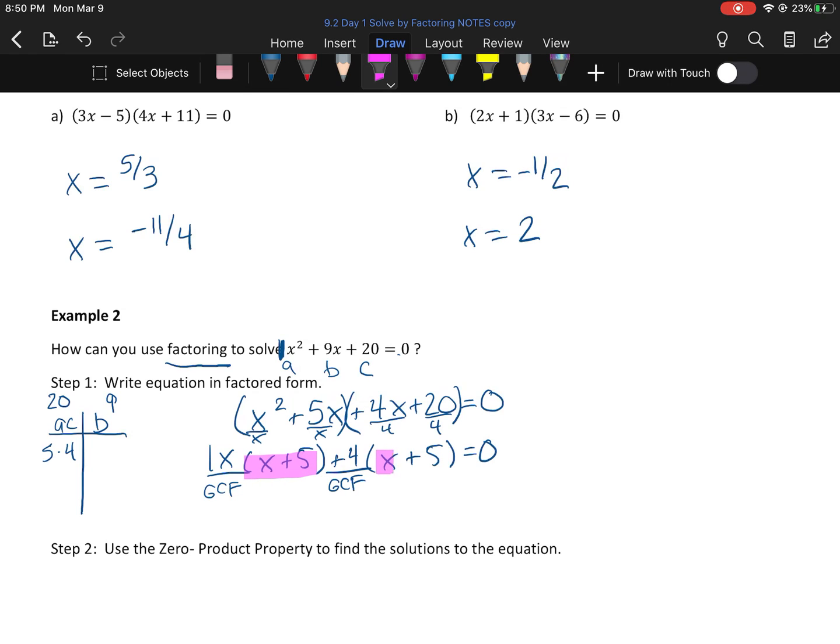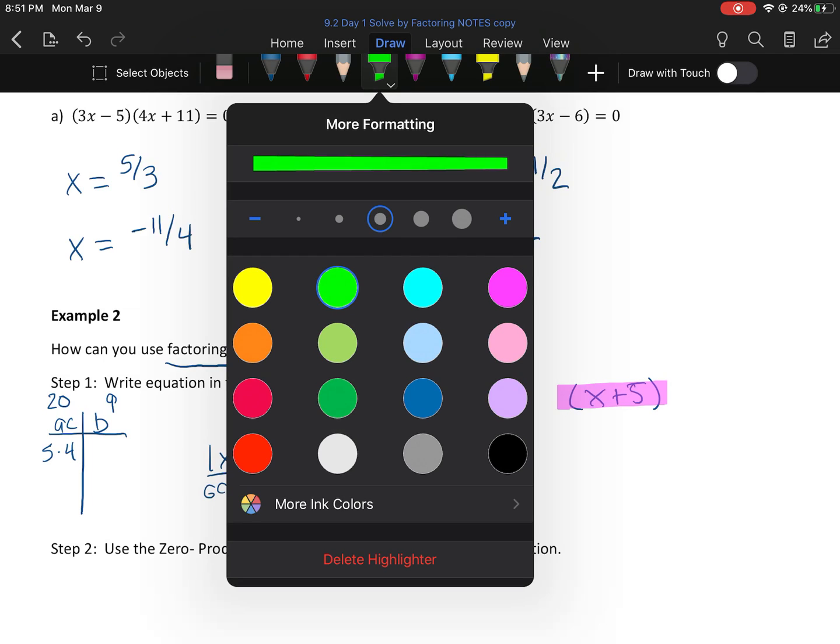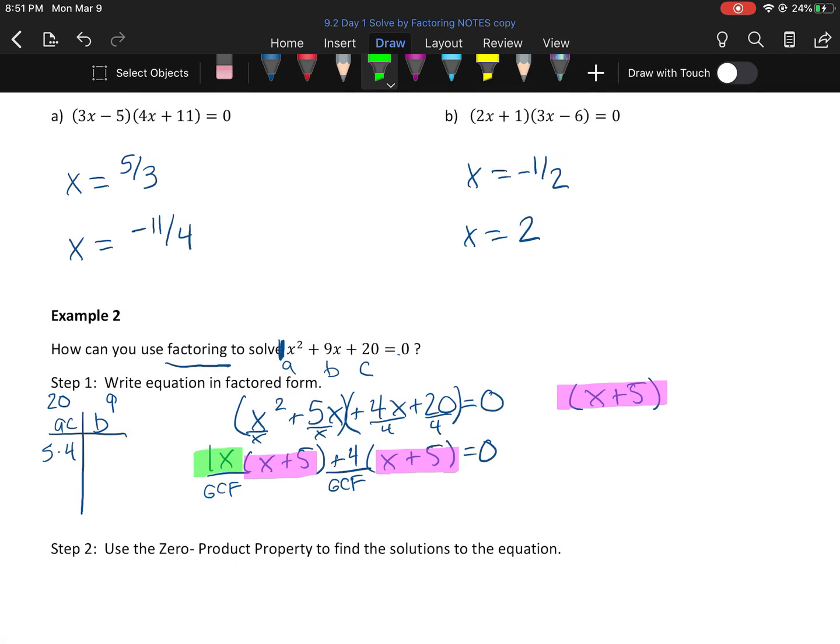Notice my two sets of parentheses match up perfect. That's what I want. So I'm going to come over here and write x plus 5. Again, that's coming from that purple. And then I'm going to take my two GCFs, which was 1x and 4. And that's going to be my other set of parentheses. And that's still equal to 0.